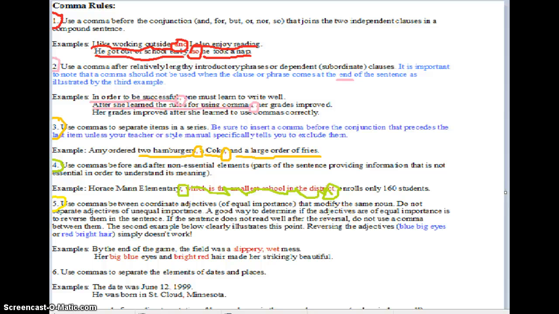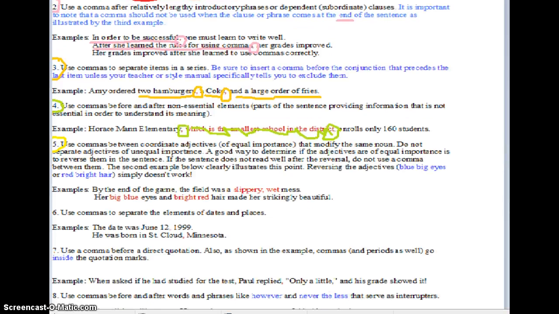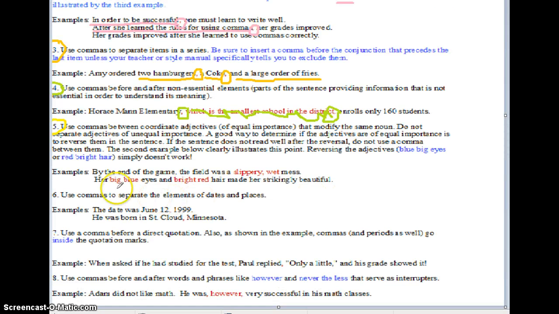We'll show you in 2 examples where you would use commas and where you wouldn't. Example number 1. By the end of the game, the field was a slippery, comma, wet mess. We know these are adjectives of the same level because we can reread the sentence: By the end of the game, the field was a wet, slippery mess.